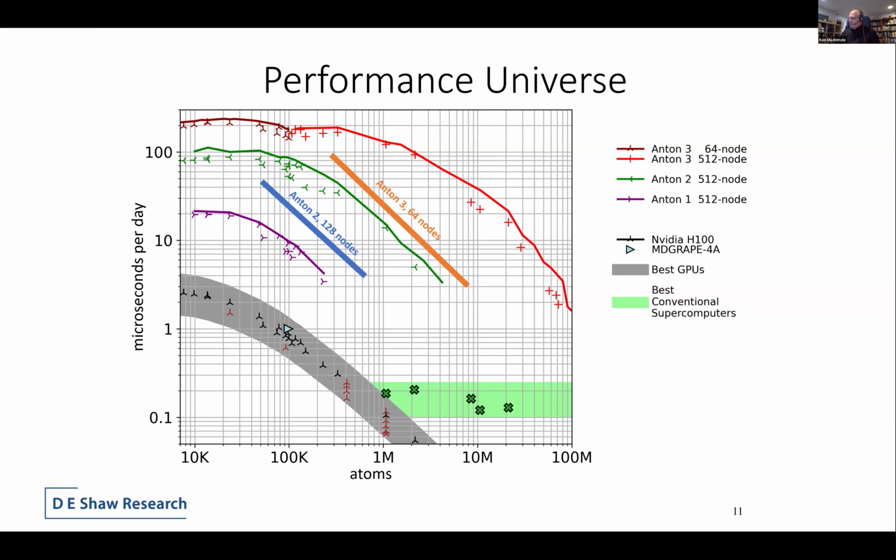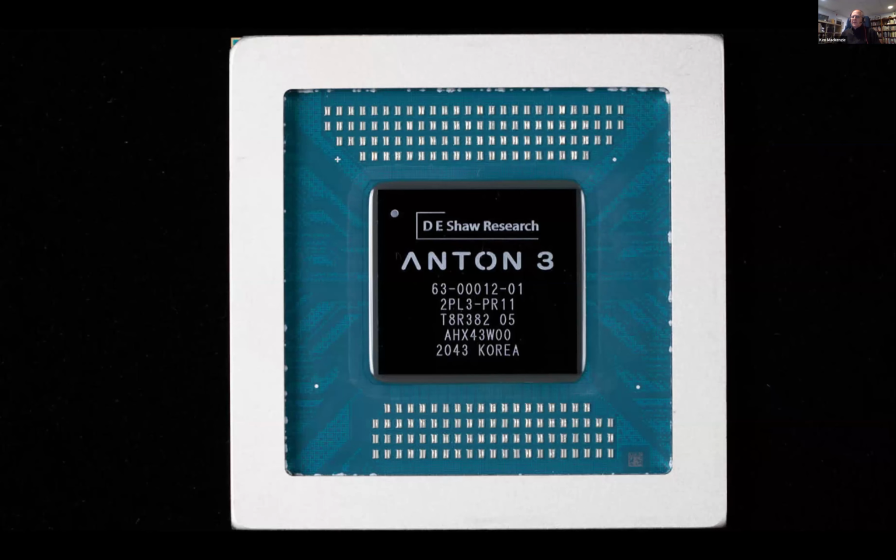And that is it for me, other than this cool picture of the Anton 3 chip in its case.